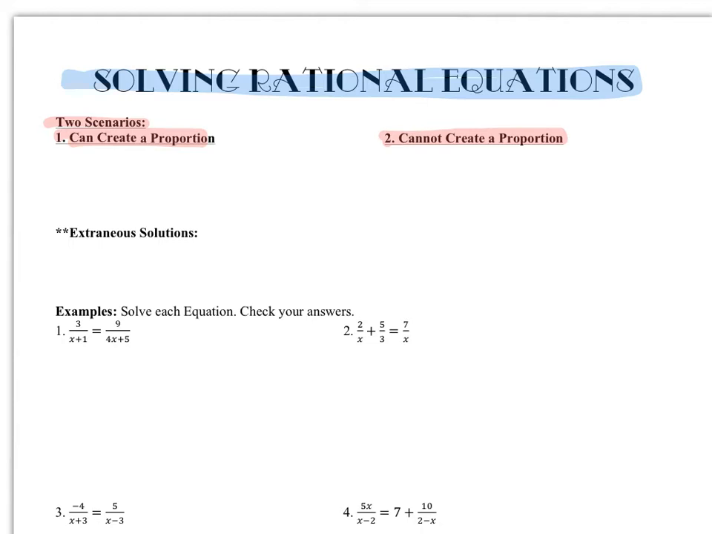If I can create a proportion, how we solve is just like we would do in any other situation. We would cross multiply, and then solve.